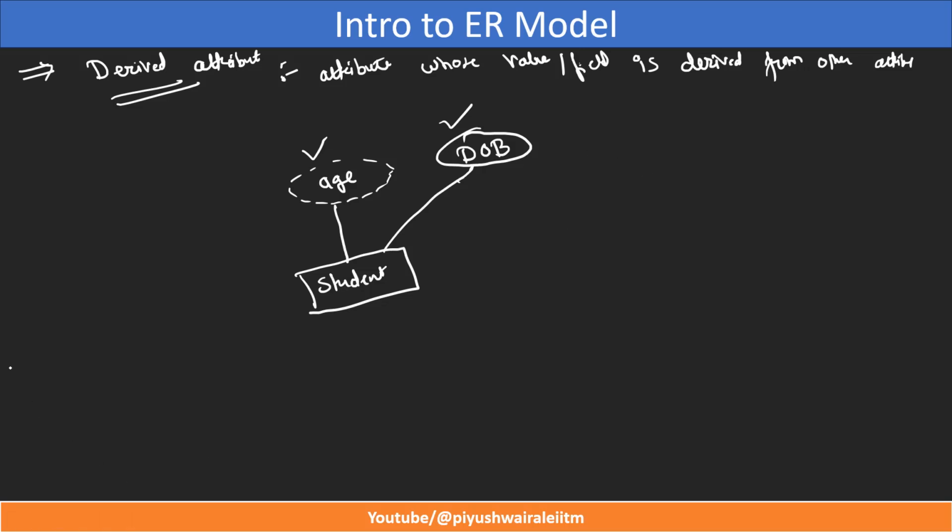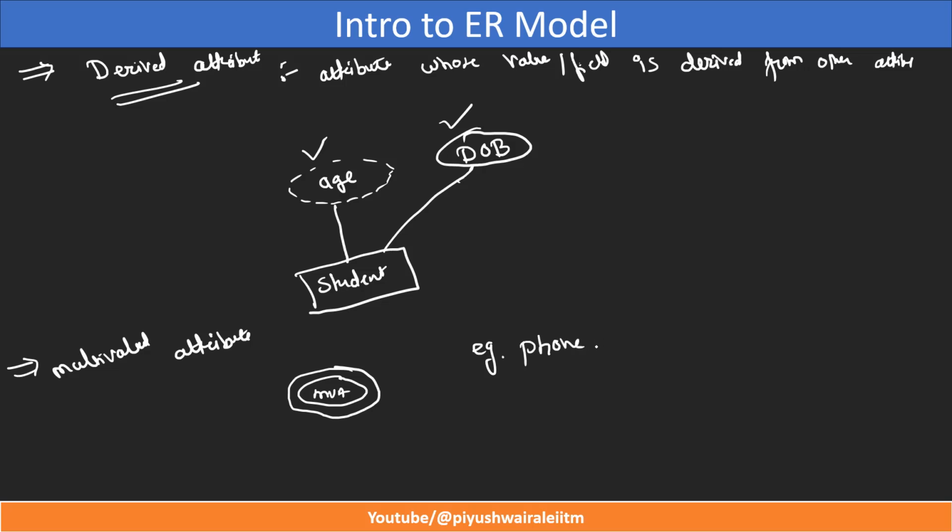Now we have the multi-valued attribute. It is represented by a double ellipse. Consider this double ellipse as a multi-valued attribute. For example, phone number. A student or any employee can have multiple phone numbers. So suppose we have one column here, phone number, in our database.